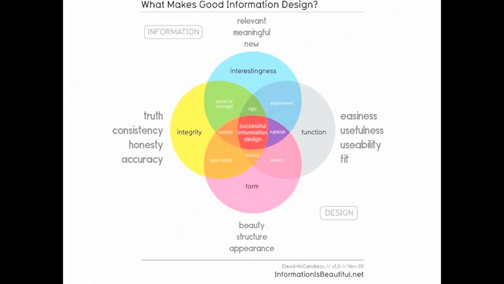This is one of McCandless's visualizations. What he's illustrating here is that successful information design needs all 4 of these areas. In which of these areas are you strongest? In which area do you need the most work? Consider how relevant the information is, how useful, its form, and how accurate it is.